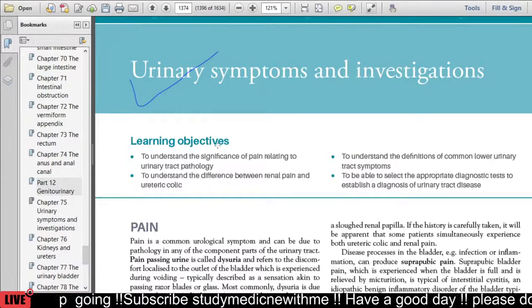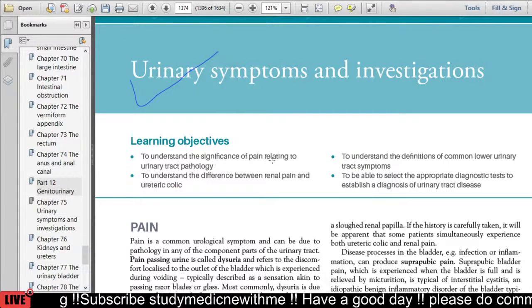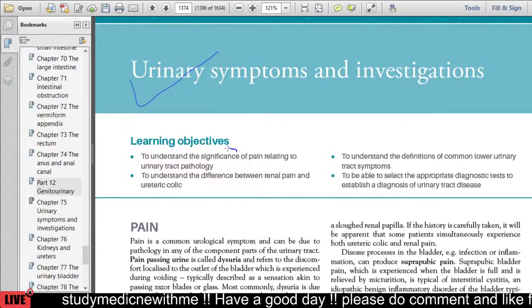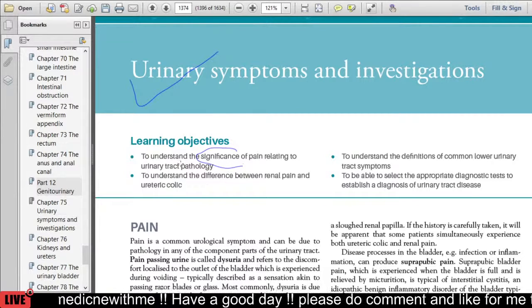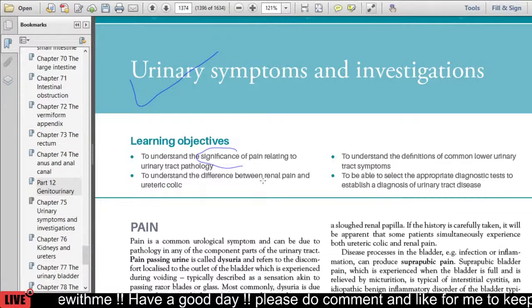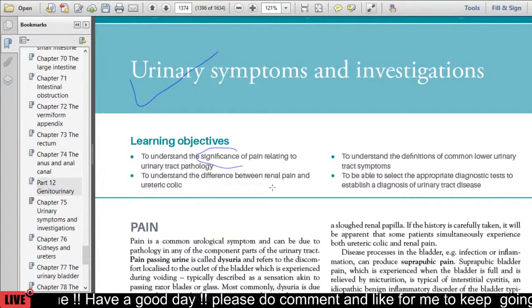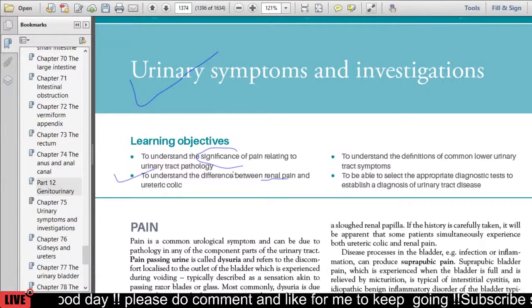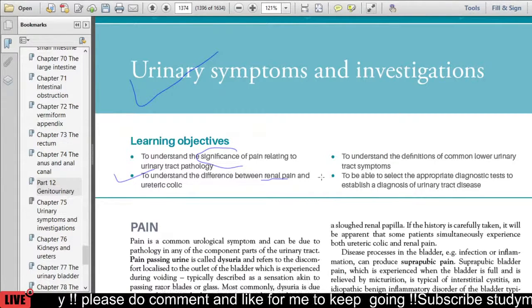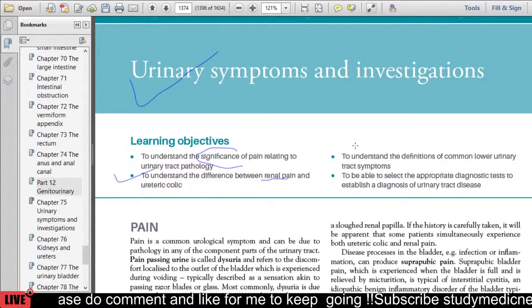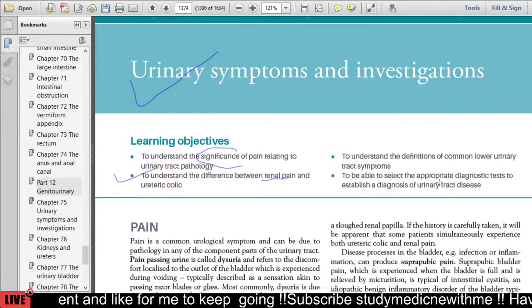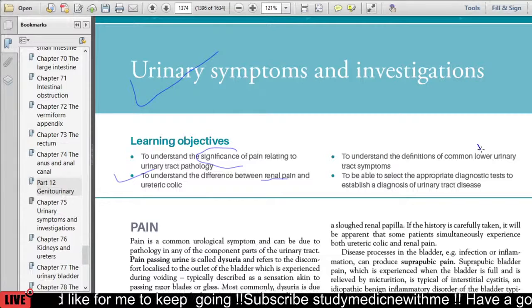So learning objectives: to understand the significance of pain relating to urinary tract pathology. To understand the difference between renal pain and ureteric colic. This is very important, one of the most important topics in this chapter. To understand the definition of common lower urinary tract symptoms. What are the common lower urinary tract symptoms?